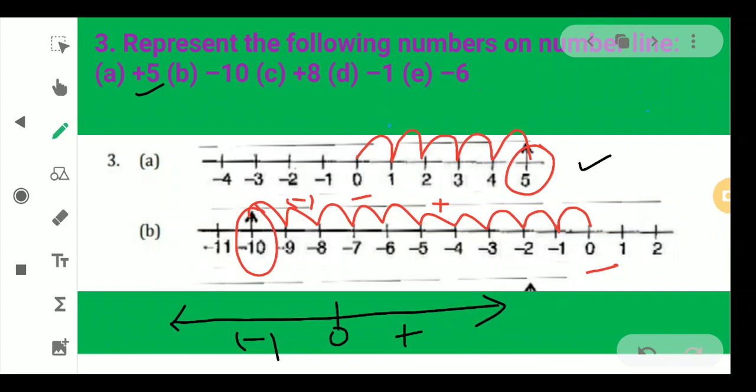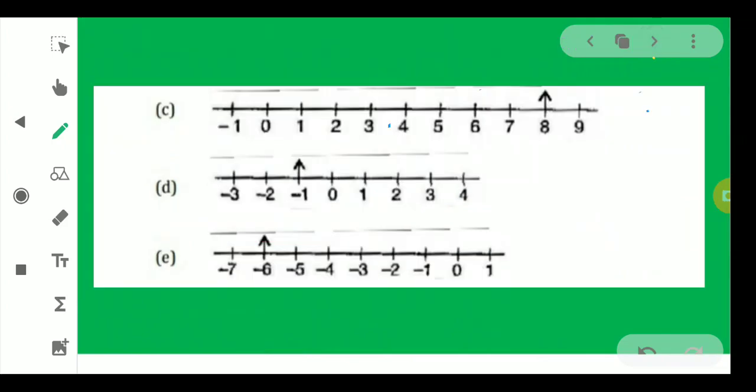Next is +8. So again it's a positive number, it will be on the right of the 0. So here we have taken our 0 here. Let me put a double arrow this side. Double arrow on both sides means the line can be extended infinitely.